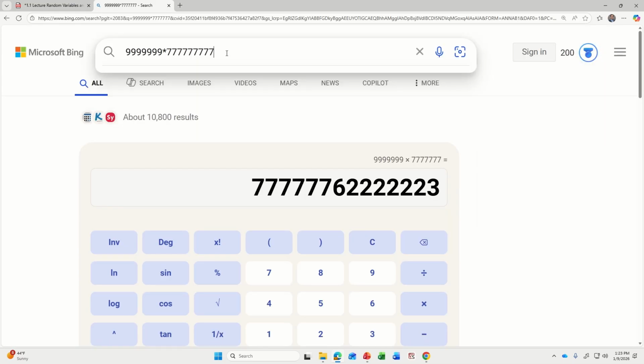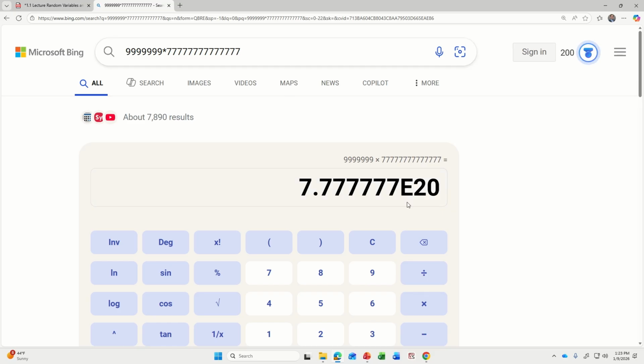I guess that's not a big enough number. There we go. What does this little e mean? Times 10 to the power. Yep. That's just scientific notation. 7.7777777 times 10 to the power 20. That's how you read the e.